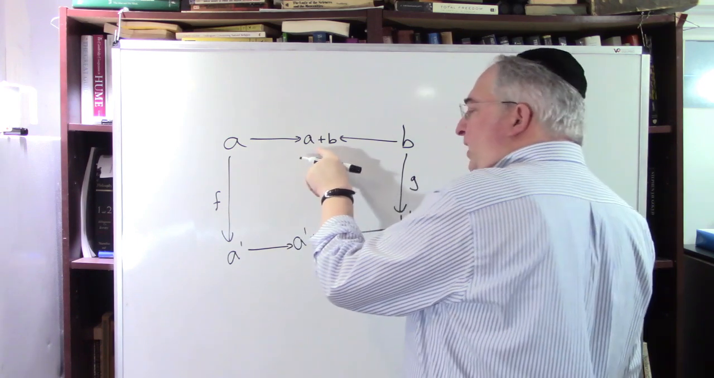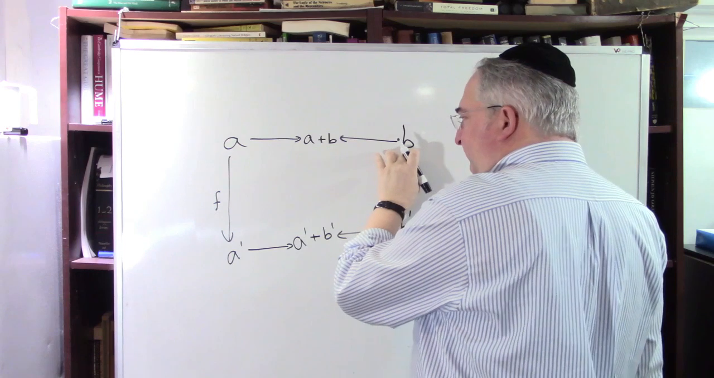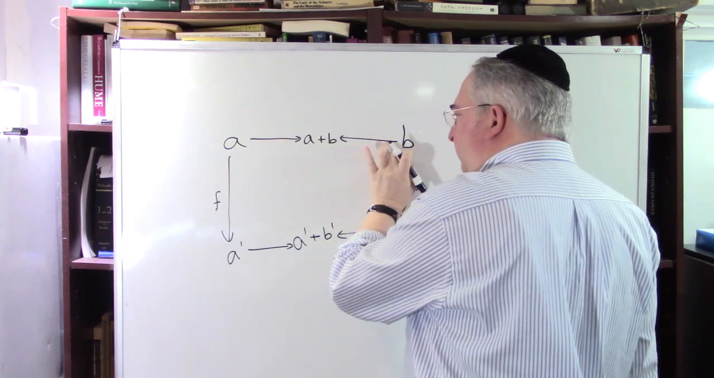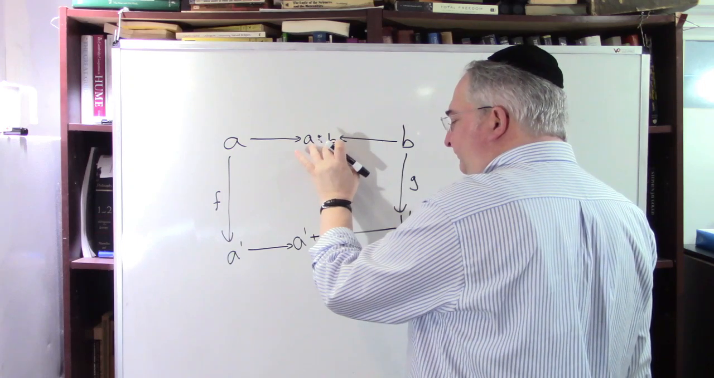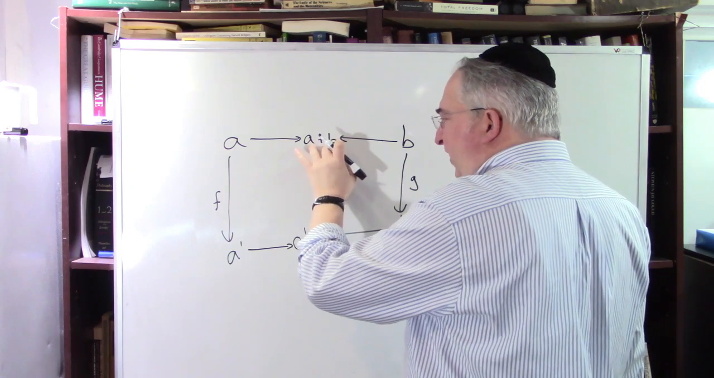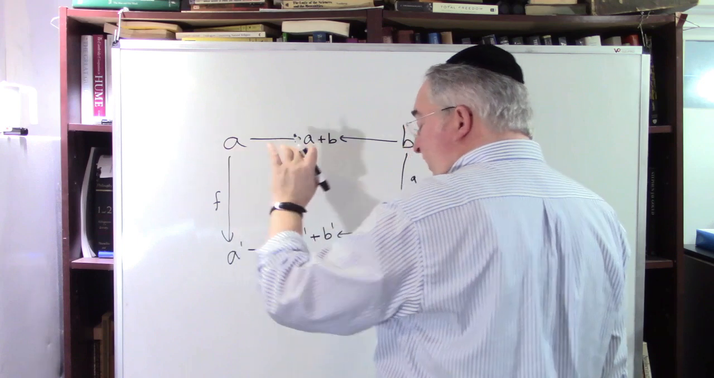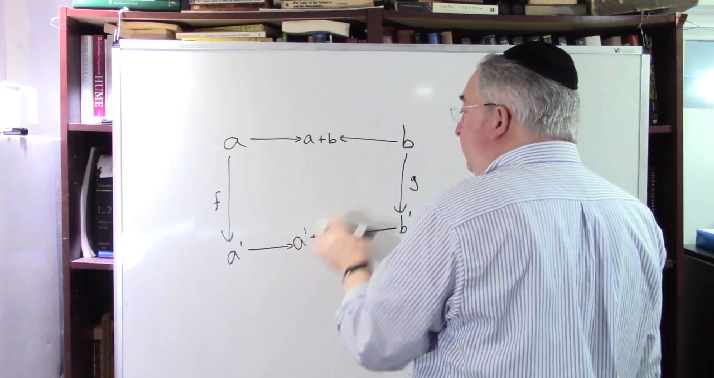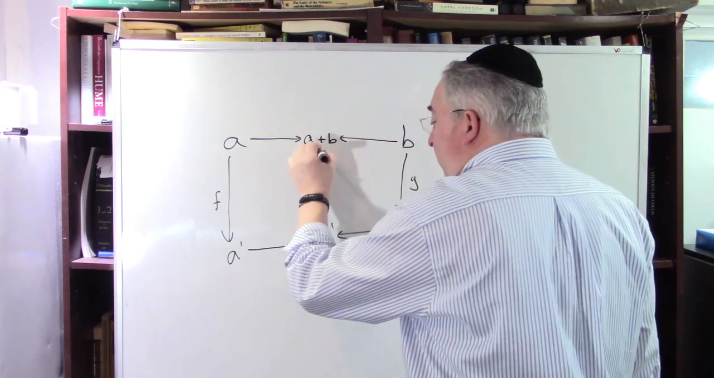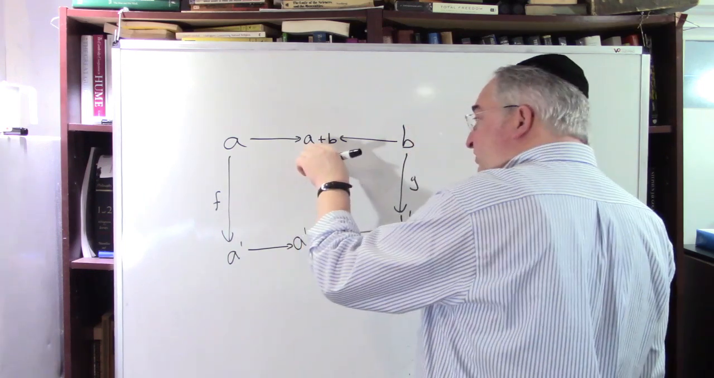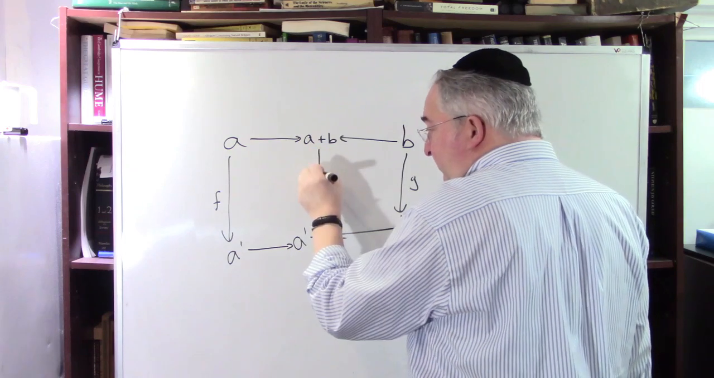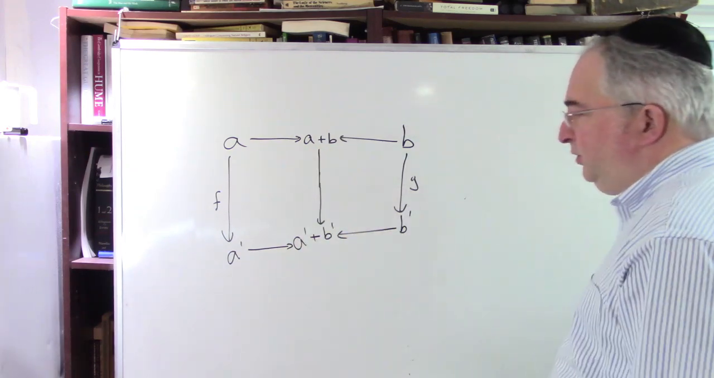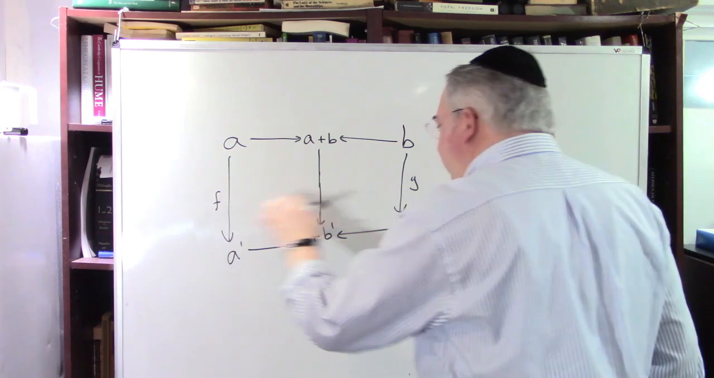This is the coproduct of A and B, which means if there's any other object like this, such that there's a mapping from here to here, and there's a mapping from here to here, by the fact that this is a coproduct, this map exists. We're going to call this H, but we're not going to call it H. What should we call it? It obviously depends on F and G.